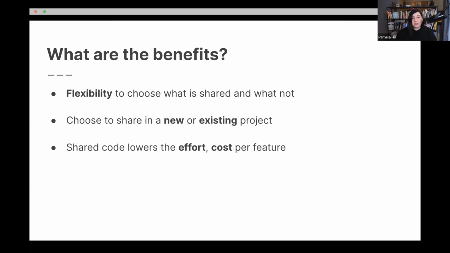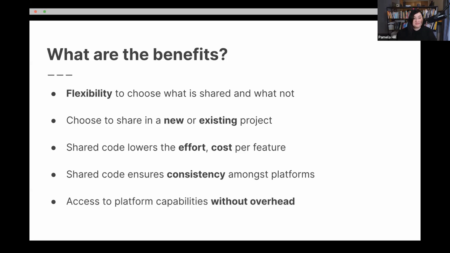Because we are sharing code, we are avoiding duplication, and that automatically lowers the effort and cost per feature. But it also ensures consistency amongst the platforms. So if, for example, I have a sales tax constant that I share between Android, iOS, and desktop, maybe server, I can have consistency amongst those platforms on my sales tax constant. And we also have access to platform capabilities without overhead. So I can access my, say, Android APIs without additional overhead.